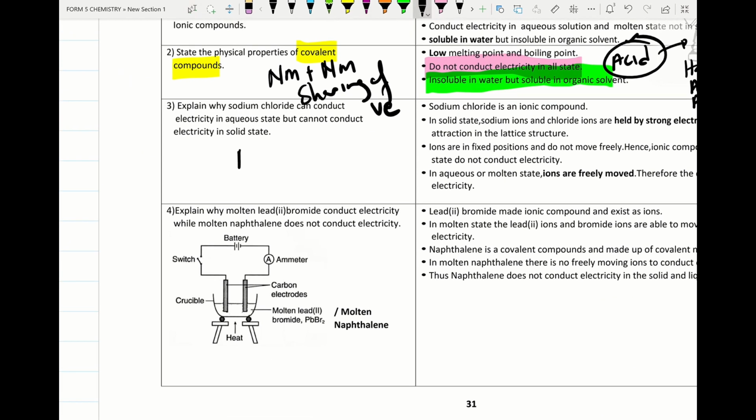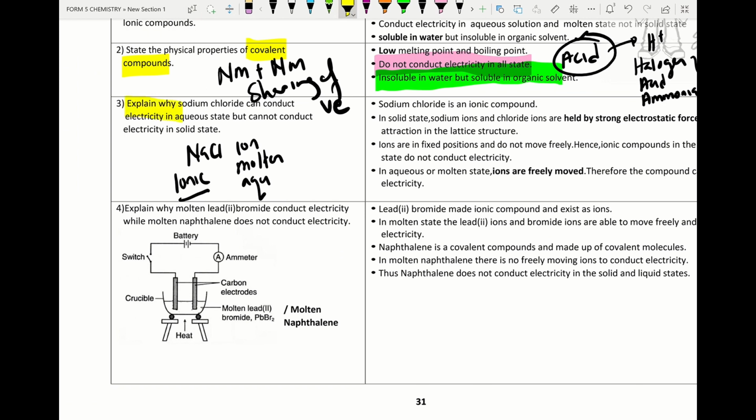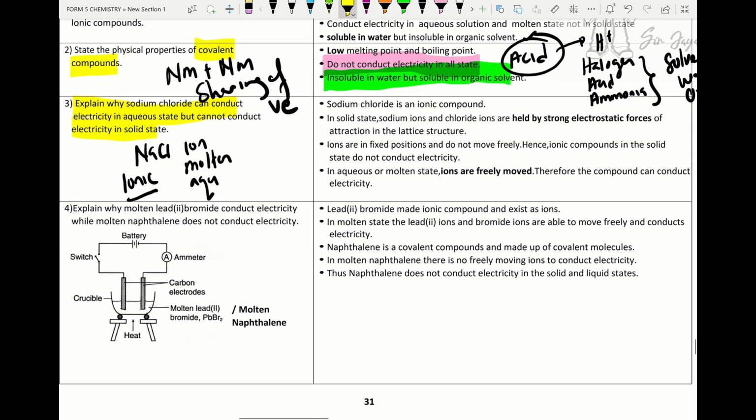Sodium chloride is metal plus non-metal; it exists as ions in molten or aqueous state. The ions are able to move freely and conduct electricity. So this is made up of an ionic compound, metal plus non-metal. All right, so how to answer this question? Explain why sodium chloride can conduct electricity in aqueous state but cannot conduct electricity in solid state.